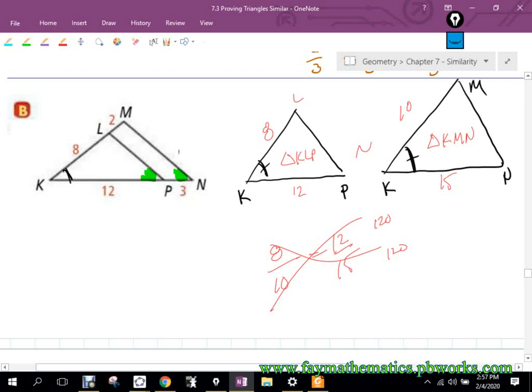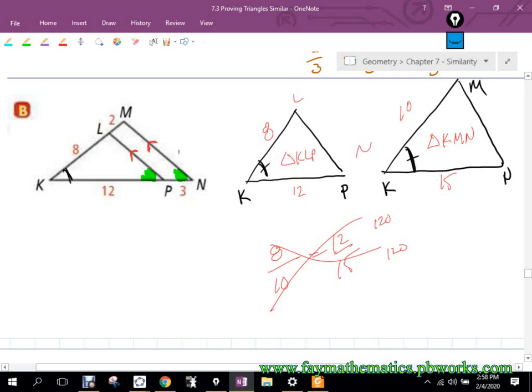And now the thing is, if I told you what LP was, you should be able to tell me what MN is. Now that we know that they are similar triangles, now you can make the argument that that is indeed parallel to that.